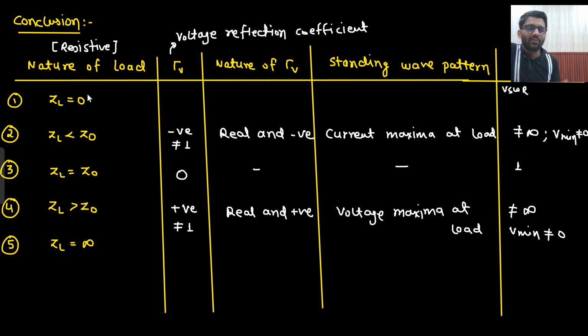Now when ZL was 0, at that time, what do you think? What will be gamma V? You don't need to go to the previous pages to see the conclusion. You can think: if ZL is equal to 0, what will be your gamma V? Gamma V will be minus 1, because ZL is 0, so 0 minus Z naught upon 0 plus Z naught. If gamma V is minus 1, what will be the nature of gamma V? That is real and negative. And if it is negative, that means current maxima at the load.